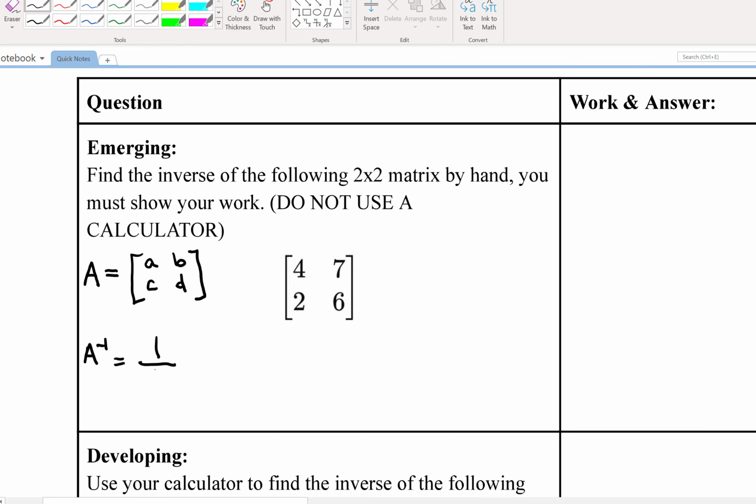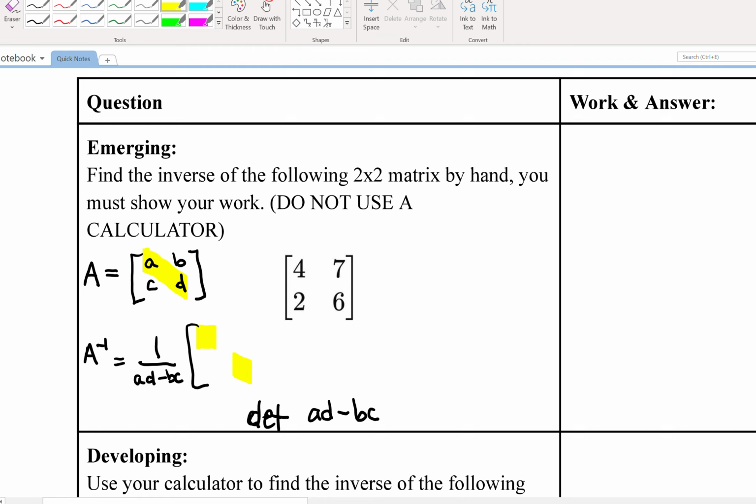It's 1 over the determinant, and if the determinant is 0, then the inverse doesn't exist. It has to be non-zero. So the determinant is A times D minus B times C. And so 1 over that, A D minus B C, is the scalar quantity that you would multiply the following by.